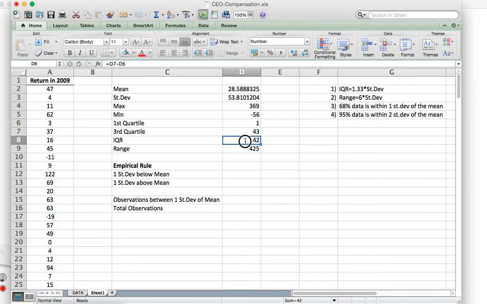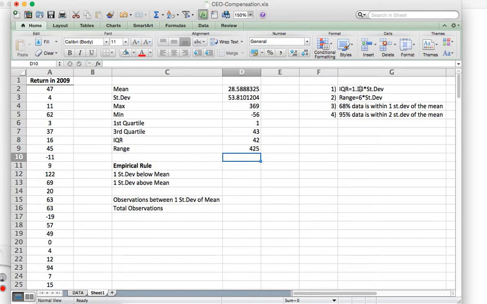Now the interquartile range, as you know, is the difference between the third and then first quartile. So Q3 minus Q1 gives me the interquartile range. And the range is the difference between the maximum and then the minimum of returns. Now, what I will do is use these rules.